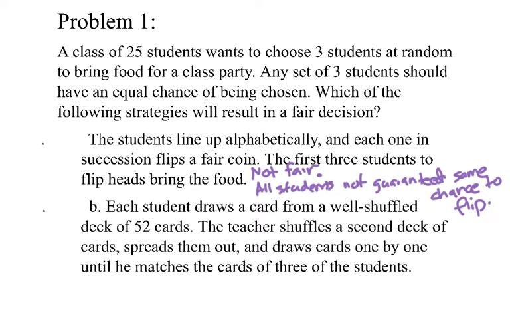So then we look at B. Each student draws a card from a well-shuffled deck of 52 cards. The teacher shuffles a second deck of cards, spreads them out, and draws cards one by one until he matches cards of each 3 students. Now here, everybody's getting a card, and then he's randomly going to pull 3 cards to see which ones match. So here, this would be considered fair, because all students have the same chance of being selected.